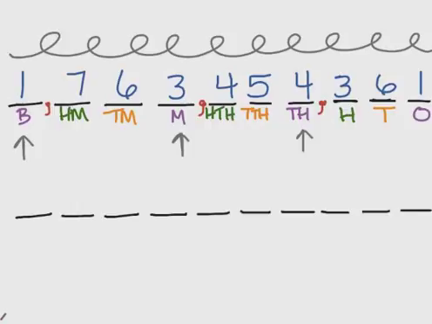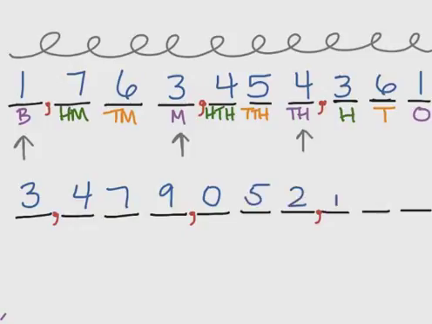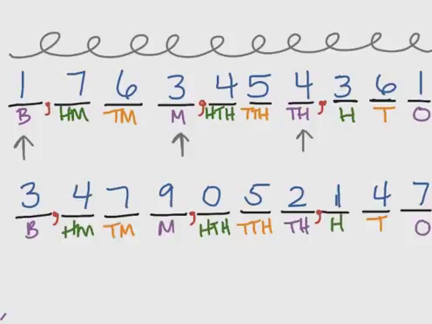Let's try another one. Put our commas in. 1, 2, 3. 1, 2, 3. 1, 2, 3. And here's our number. Okay, let's try and read this. This reads like this. 3,479,052,147.